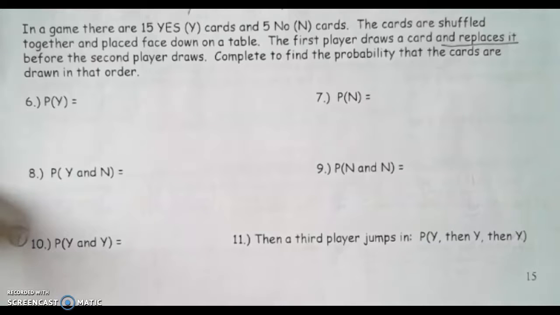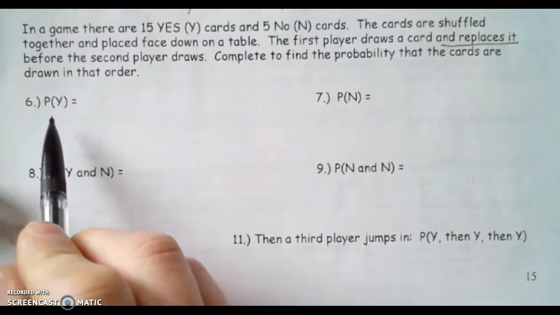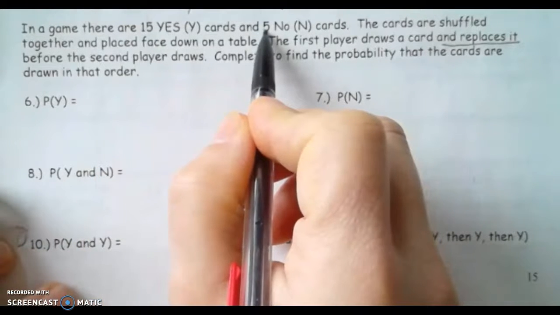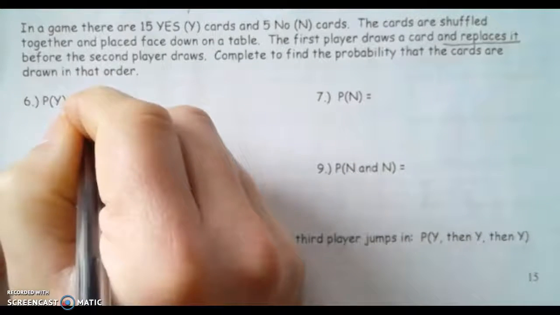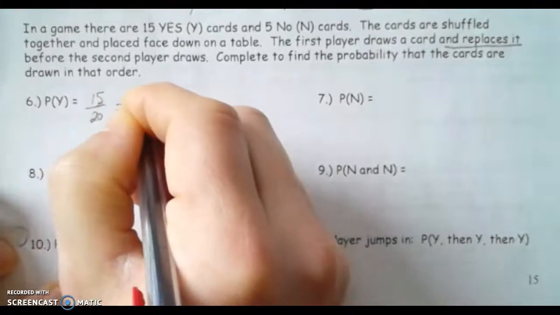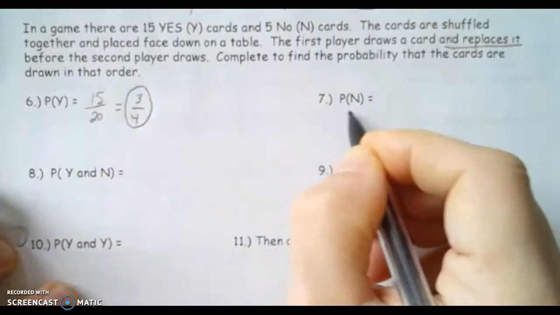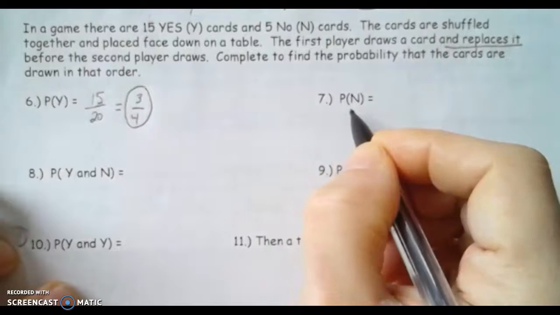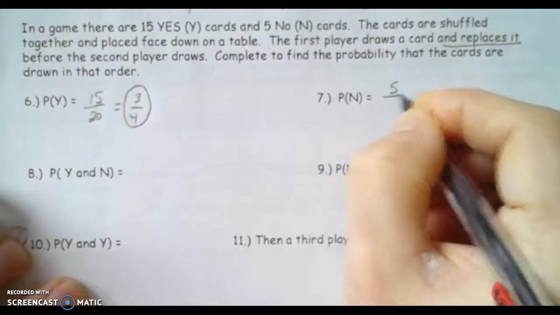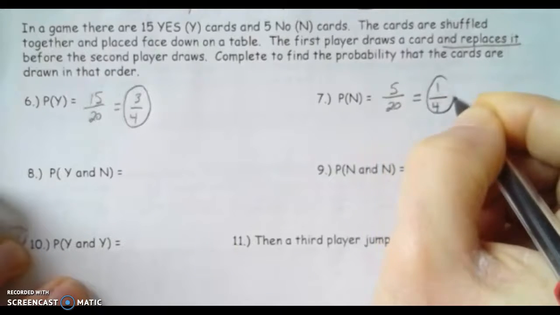All right, in number 6, we're doing a simple probability. We just want to know what's the probability of drawing a yes card. Well, they told us there's 15 yes and 5 no. That's a total of 20 cards, and 15 of them are yes cards, so it's going to be 15 out of 20, which you can simplify down to 3/4. For a no card in question 7, again, this is just a simple probability. We're only drawing one card. That's going to be a 5 out of 20 probability, which we can simplify down to 1/4.